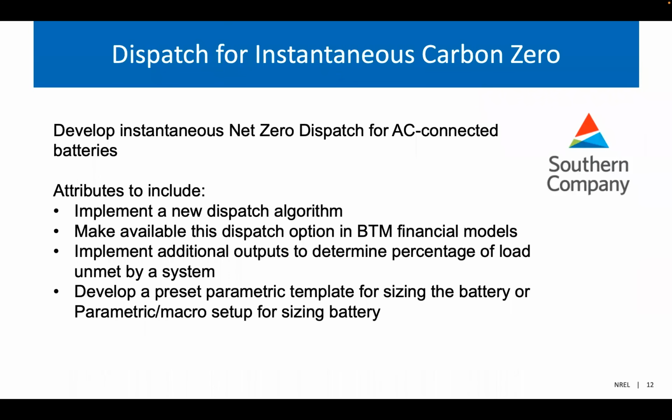Another one is looking at dispatching batteries and hybrids for net zero dispatch. So it's one thing to offset all of your, say, data center power needs over the year. It's another thing to offset all your data center power needs every hour of every year specifically. And so that's what this project seeks to do, to be able to track that and dispatch into that load shape.